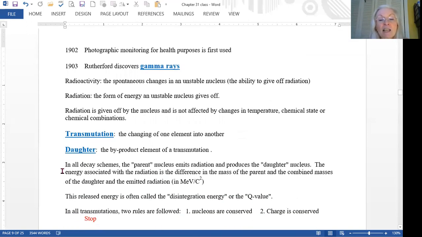So in a decay scheme, you're going to have a parent, it'll emit radiation, it'll form a daughter, and there'll be energy associated with all of this. The energy is often called the disintegration energy or the Q value, and we'll actually look at these for specific decays. One of the things we want to remember is that in all transmutations, in all changes, nucleons are conserved and charge is conserved. And we'll look at this in specific detail.